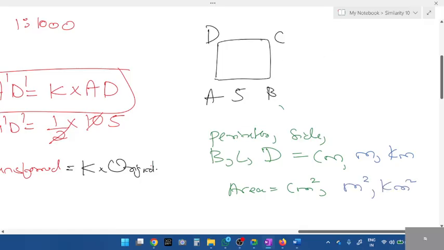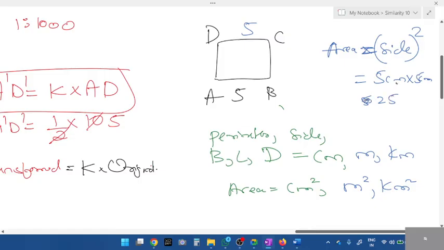The reason is, what is the area of a square, students? How do you find the area of a square? What's the formula? No, that is perimeter. Area is equal to side square. Very good. What is each side? 5 centimeter into 5 centimeter. 5 5s are 25. What is centimeter into centimeter? What is x into x? X square. Centimeter square. Can you see for area we're getting square?